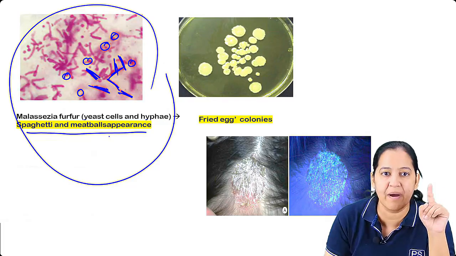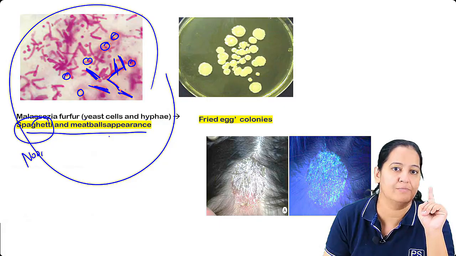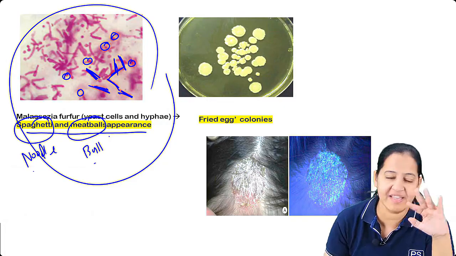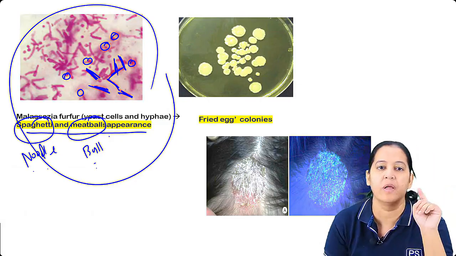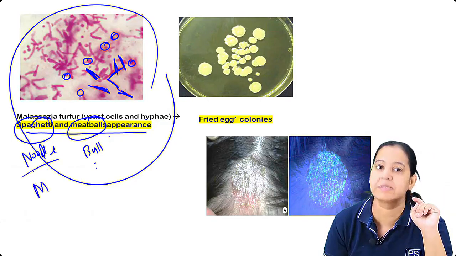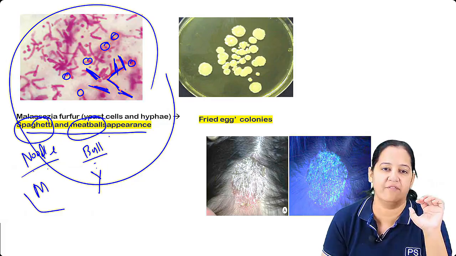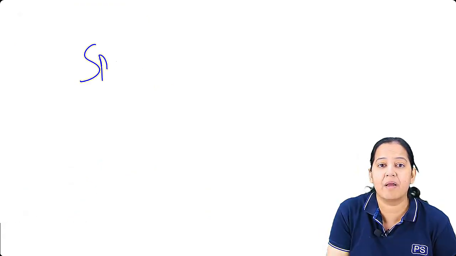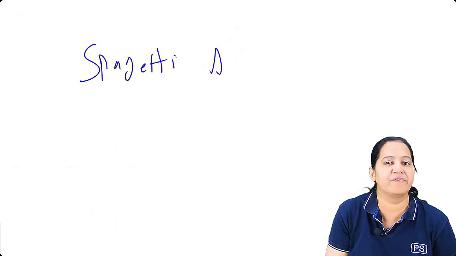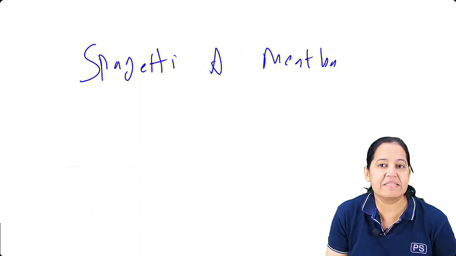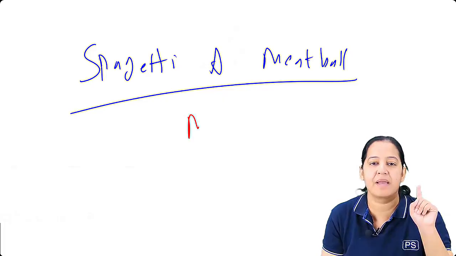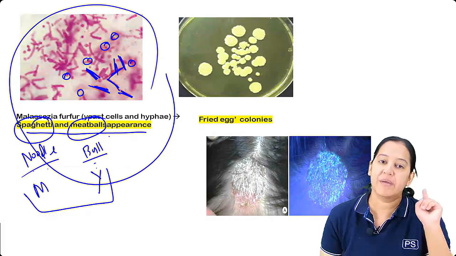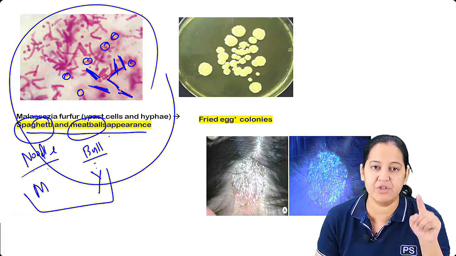What is known as spaghetti? Spaghetti means noodle. And meatball is a ball. So we can see the spaghettis, we can see the meatballs. Basically the spaghettis are the molds and the meatballs are the yeast, and we are getting both. So it is a typical appearance, and you get a question on that. Spaghetti and meatball appearance is seen in which fungus? Answer is Malassezia furfur. Please learn. This is direct microscopy. You can get an image-based question also; in the image, you should be able to identify.